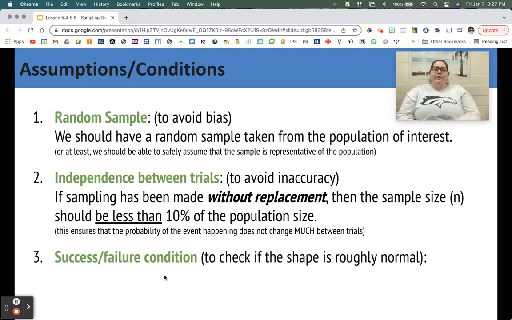And then the third condition is what we call the success/failure condition. And this is what's checking for the shape.